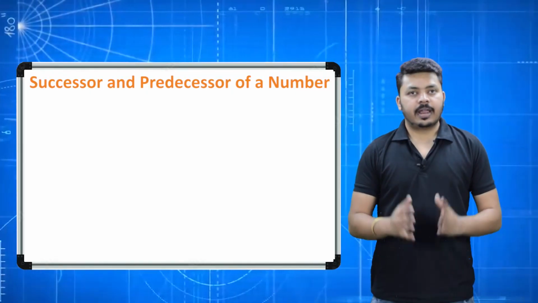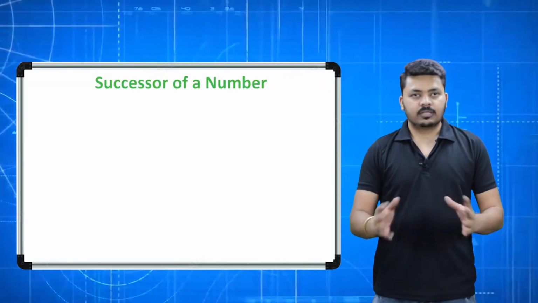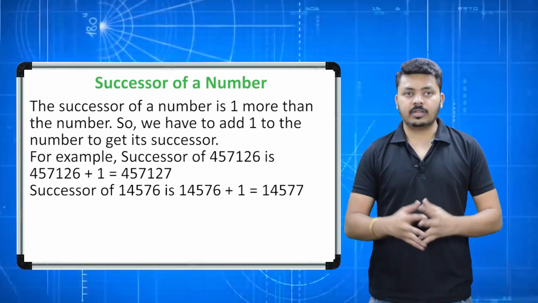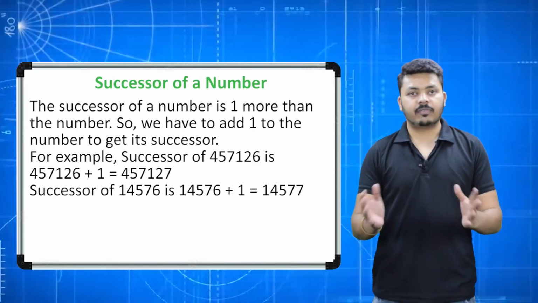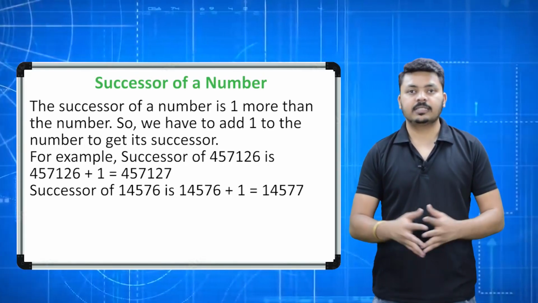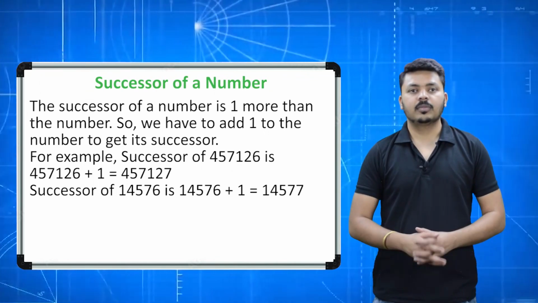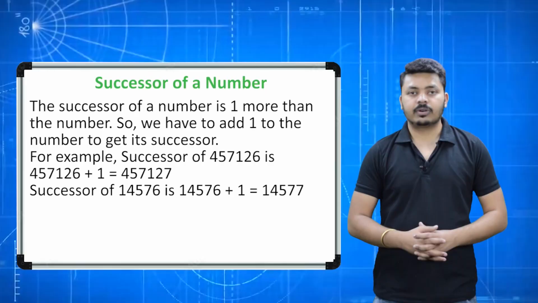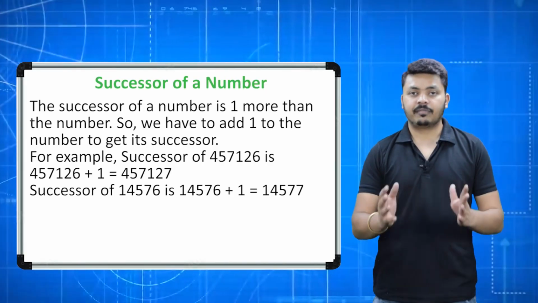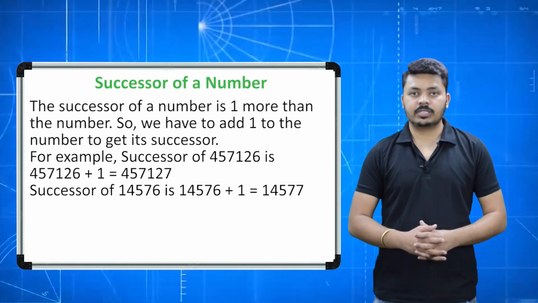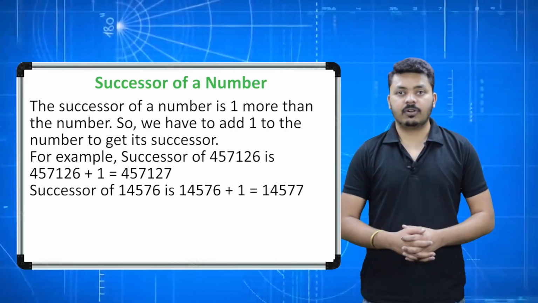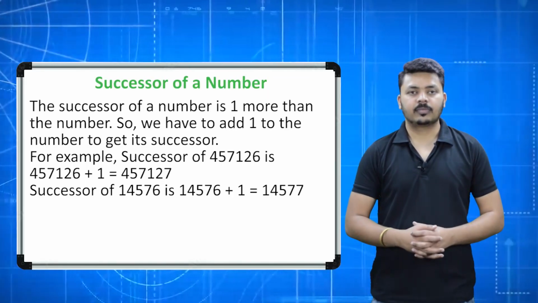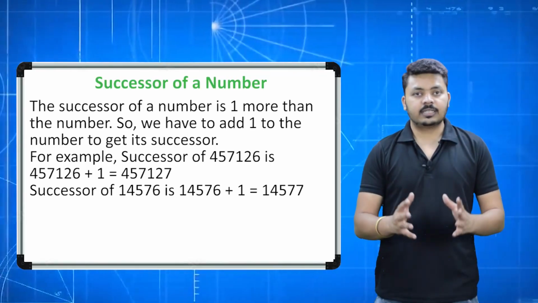Successor and predecessor of a number. Successor of a number: the successor of a number is 1 more than the number. So we have to add 1 to the number to get its successor. For example, successor of 4,57,126 is 4,57,126 plus 1, which is equal to 4,57,127.